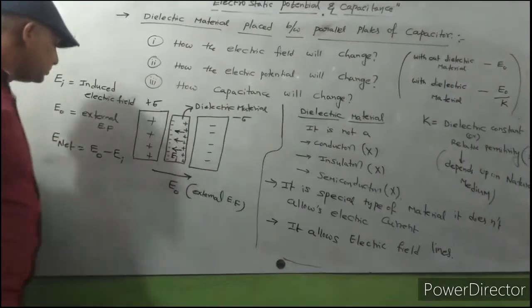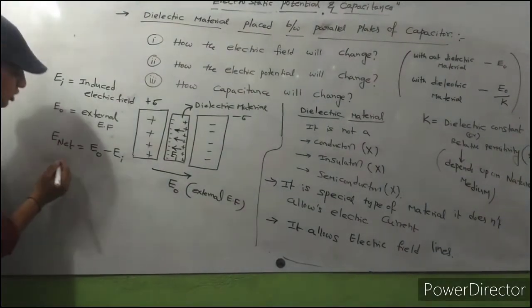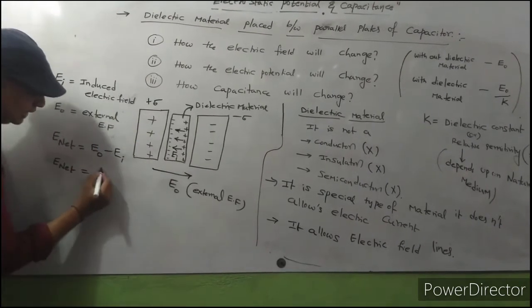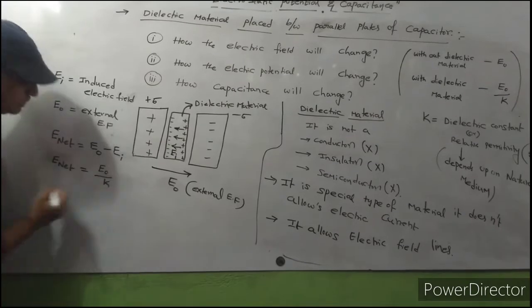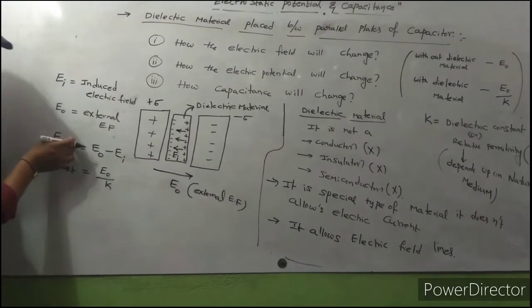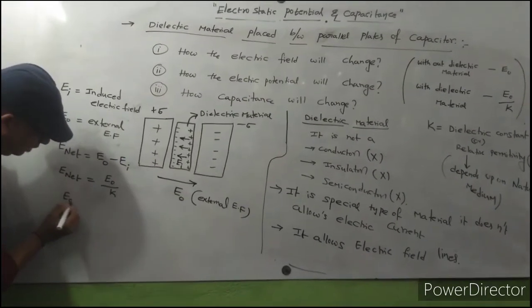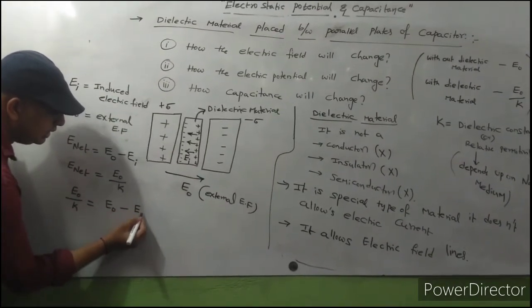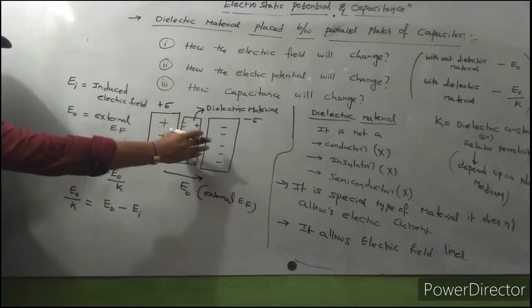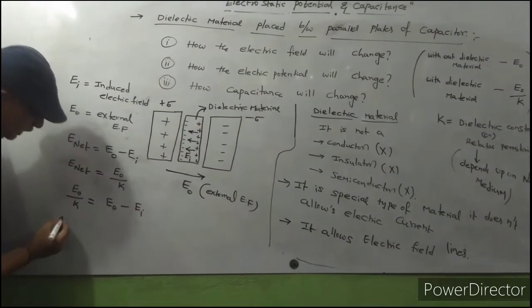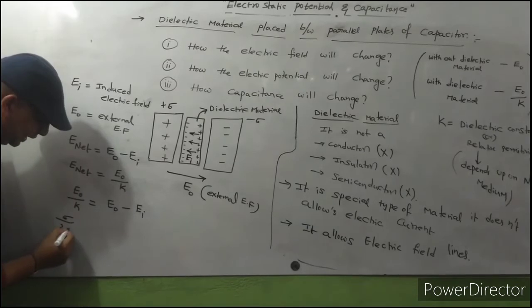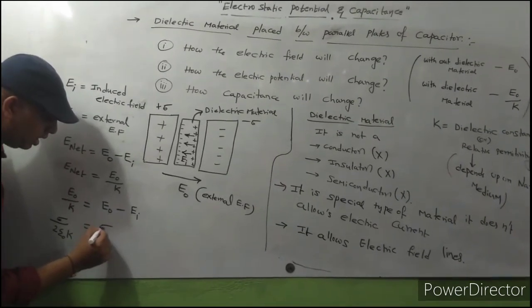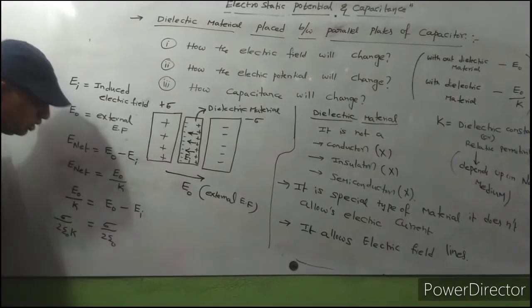So E net, due to placing the dielectric material, becomes E naught by K. This E naught by K is substituted here: E naught by K is equal to E naught minus E induced. Due to the parallel plates, the electric field formula is sigma by 2 epsilon naught.